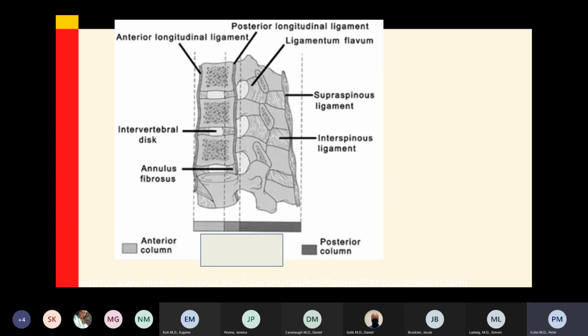So anteriorly, you have the ALL, or the anterior longitudinal ligament, which is your anterior tension band and your primary restraint, along with your posterior osseous structures, to hyperextension. And posteriorly, you have your posterior ligamentous complex, comprised of supraspinous ligament, interspinous ligament, ligamentum flavum, and facet joints, and that gives you a tension band restraint to flexion. And these two columns are really what we're going to be talking about when we get into classifications between the anterior column and posterior column.